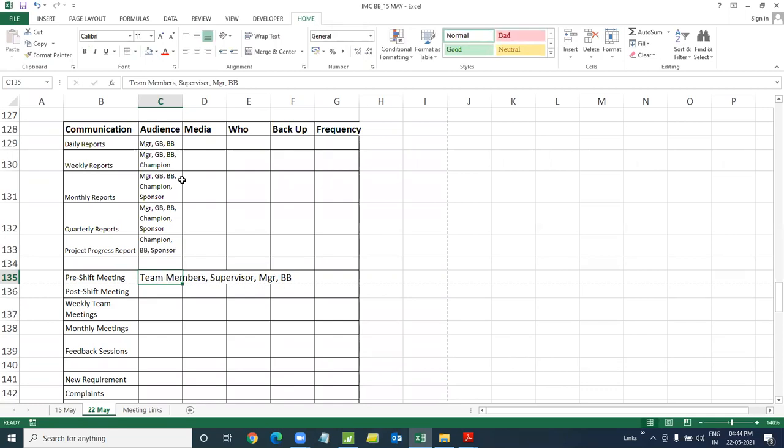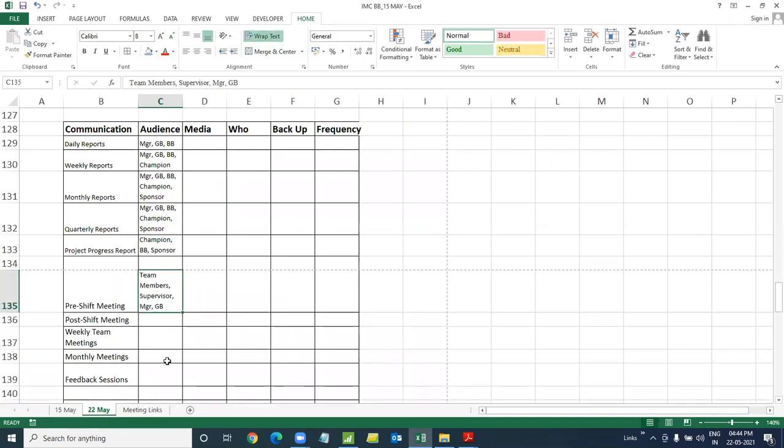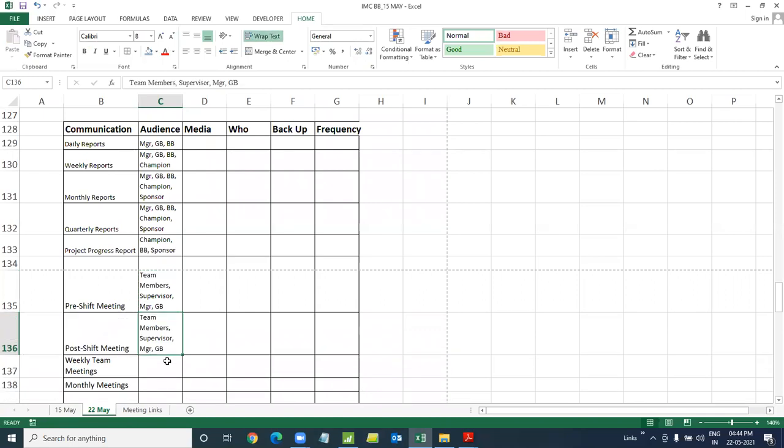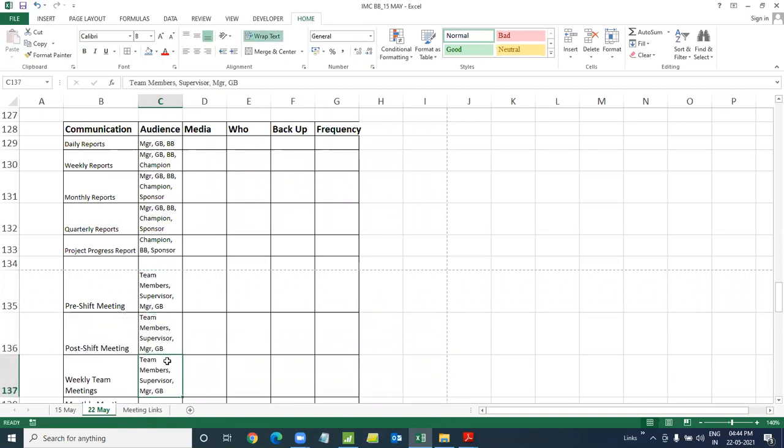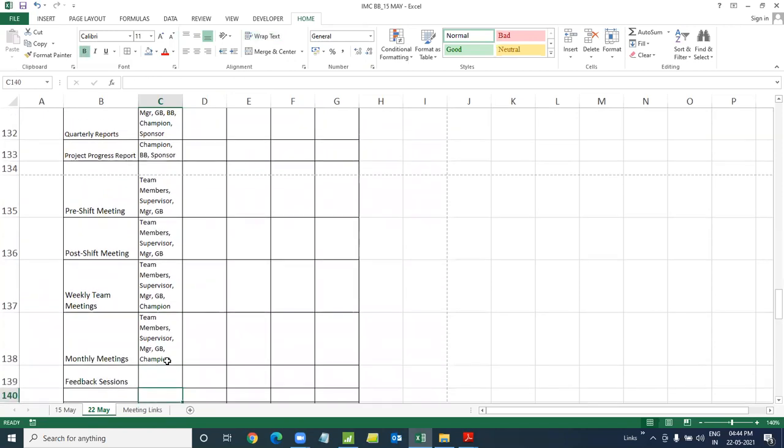So forget about this. Get a green belt here. Anyone who's a green belt, there's nothing wrong or right. You decide what works best for you. You will be able to allocate the team members accordingly. So post shift, pre shift, weekly team meetings, we would definitely include somebody else also, which could be the champion, could be involved in this activity. Monthly team meetings, definitely yes, all of it.